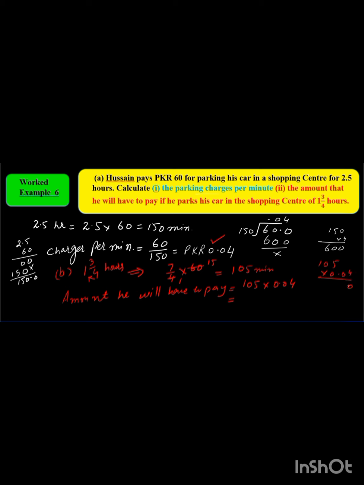Again, 4 5s are 20 and 4 1s are 4. There are 2 digits after the decimal, so 1, 2. Your answer is PKR 4.20, which means in total he will have to pay for 1 and 3/4 hours, or the other way you can say 105 minutes, PKR 4.20. So it's quite easy. Okay, so now come to the next part, the B part of this worked example.